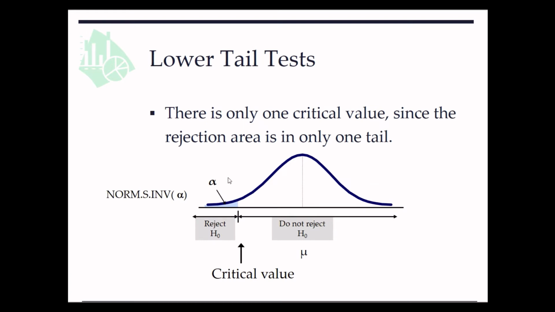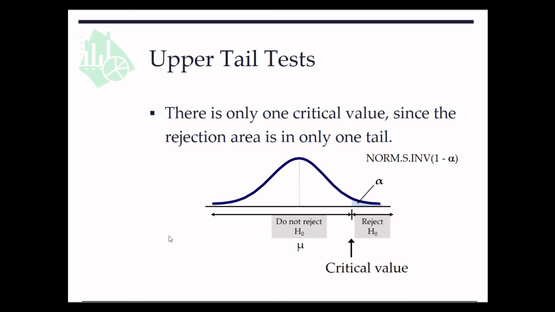In a lower tail test, there is only one critical value since the rejection area is only in one tail. Assuming a z-test, then we can use NORM.S.INV to locate the critical value. So here, the value will be negative.